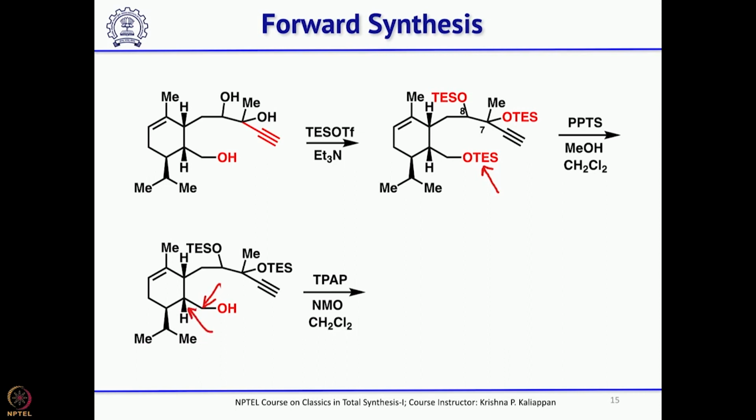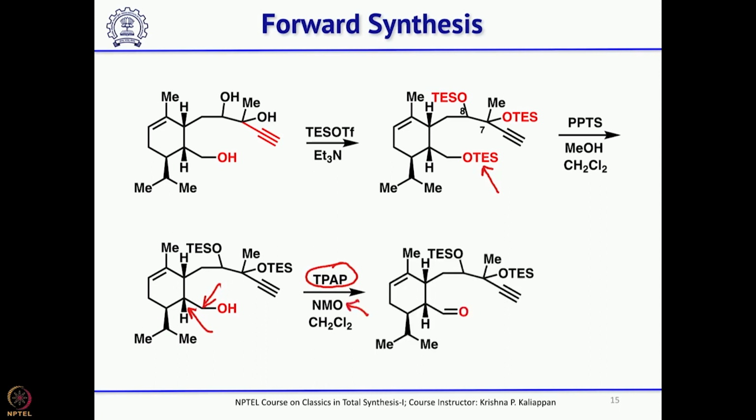So, this is done by several oxidizing agents. What Nicolaou has used is tetra N-propyl ammonium perruthenate. It is a ruthenium based reagent. In short, it is called as TPAP in catalytic amount, and the co-oxidant is NMO. So, that oxidizes the primary alcohol to corresponding aldehyde.